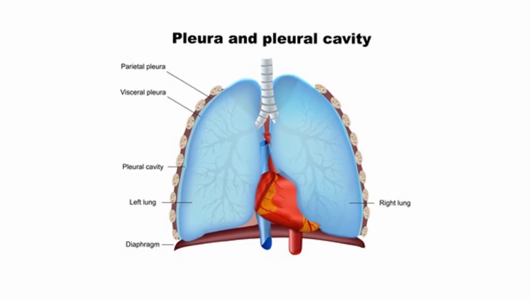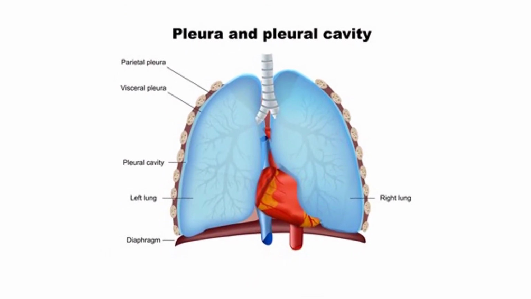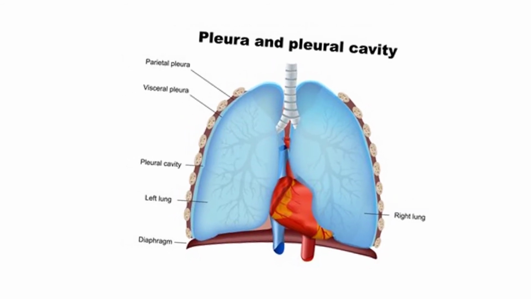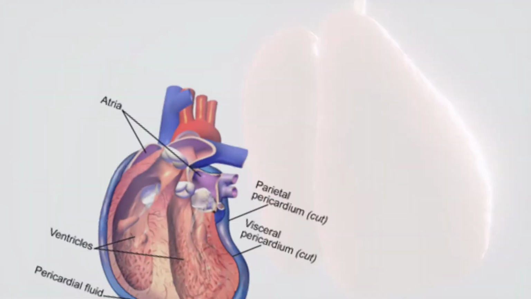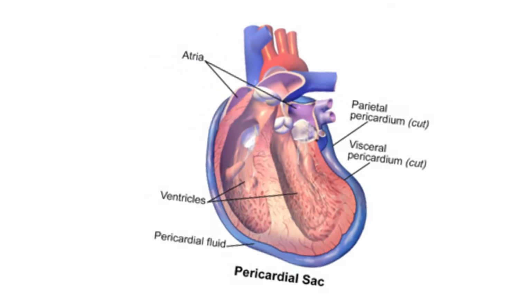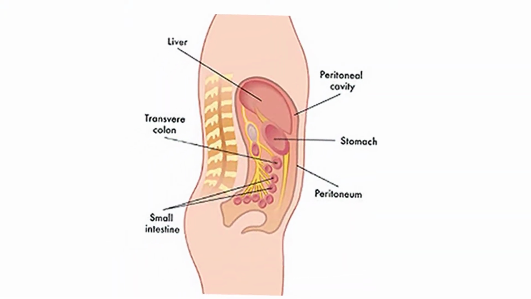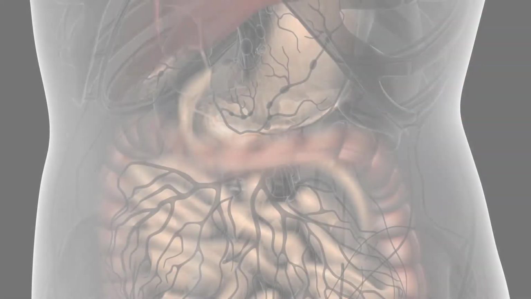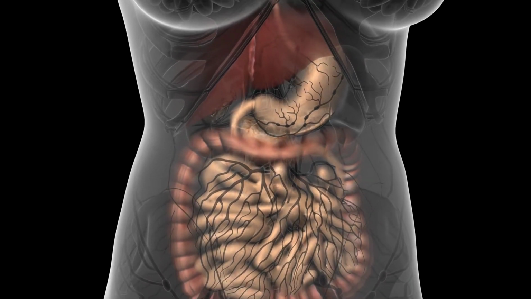There are 3 serous cavities, each having their own associated membranes. The pleura is the serous membrane that encloses the pleural cavity. The pleural cavity surrounds the lungs. The pericardium is the serous membrane that encloses the pericardial cavity, and the pericardial cavity surrounds the heart. The peritoneum is the serous membrane that encloses the peritoneal cavity. The peritoneal cavity surrounds several organs in the abdominopelvic cavity.